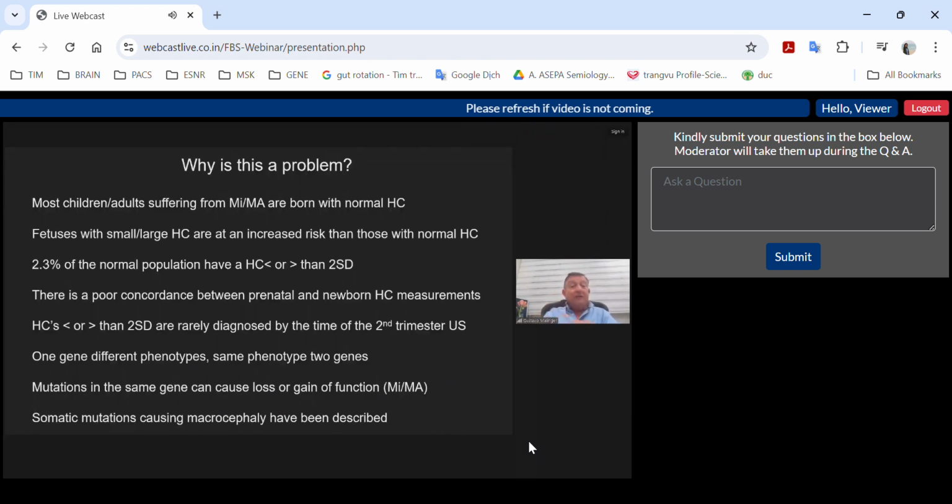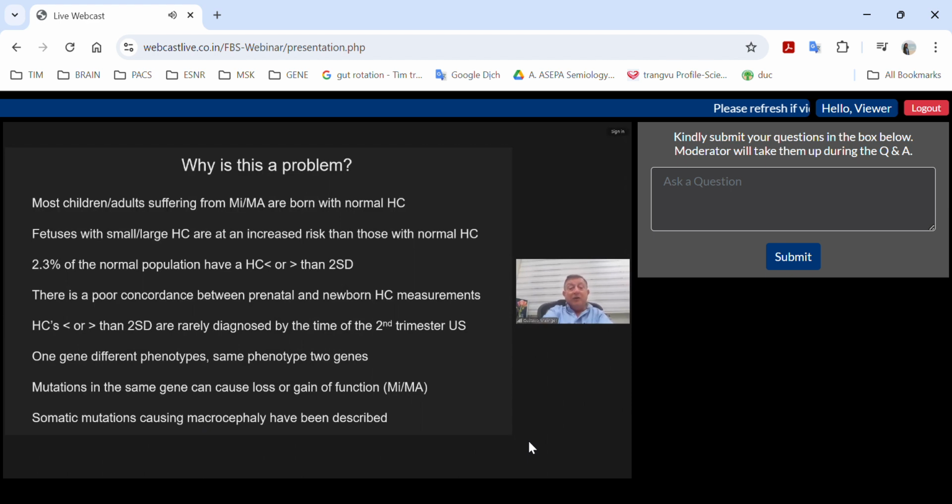It's a problem because most children with microcephaly and macrocephaly are born with normal head circumference. Fetuses with small and large head circumference are at increased risk compared to those with normal head circumferences. 2.3% of the normal population have a head circumference that is bigger or smaller than 2 standard deviations. Also, there is a clear concordance between prenatal and newborn head circumference, and head circumferences smaller or larger than 2 standard deviations are rarely diagnosed by the time of the second trimester ultrasound examination.